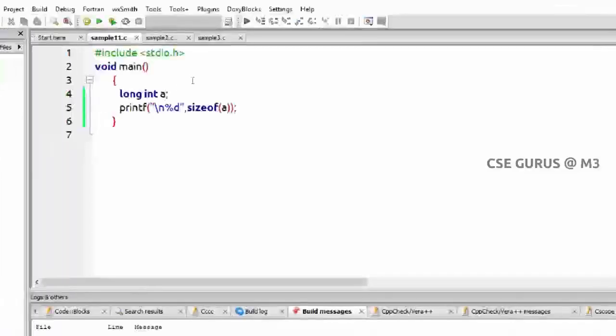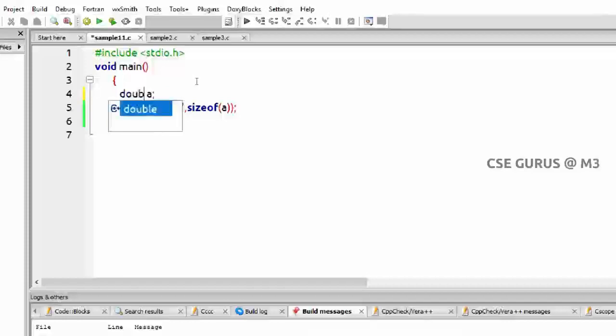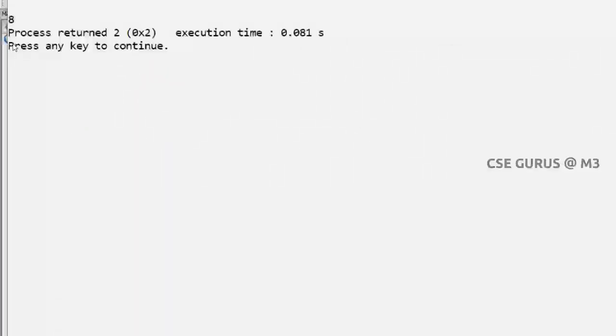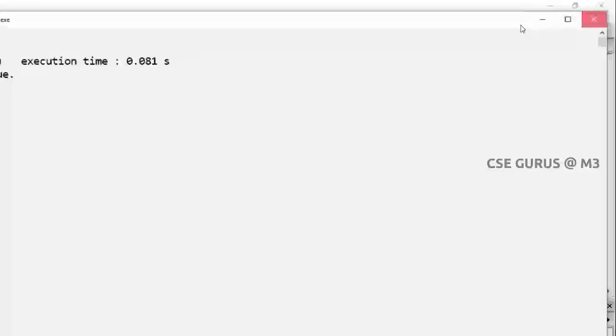You can find for anything. If you don't know how much a data type is taking in a particular compiler, let us suppose double, then I can keep double and write like this. Can I change the format specifier for double? No. Because the value of the sizeof operator will always be an integer, so you have to keep %d only. You cannot keep %f for float here, because the value will be an integer. So for double, how much is it taking? 8, right?